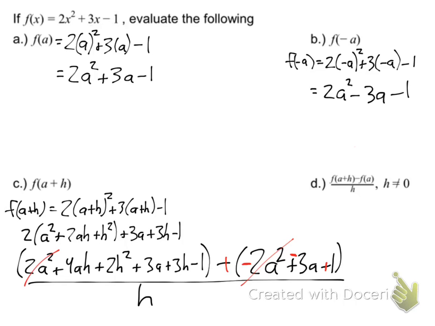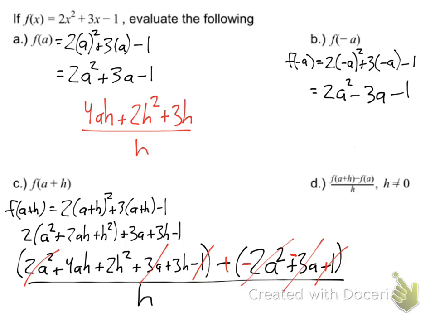The negative 2a squared cancels with the positive 2a squared. The 3a cancels with a negative 3a. And negative 1 cancels with 1. I have to move it up above. So what I'm left with is 4ah plus 2h squared plus 3h all over h.